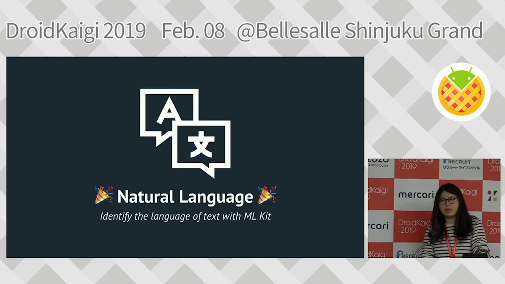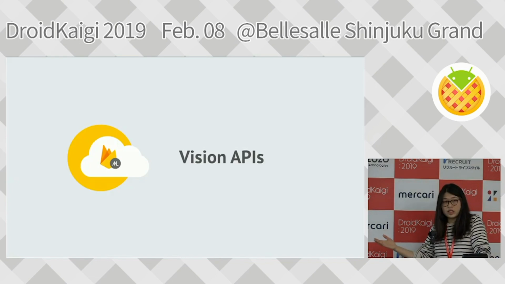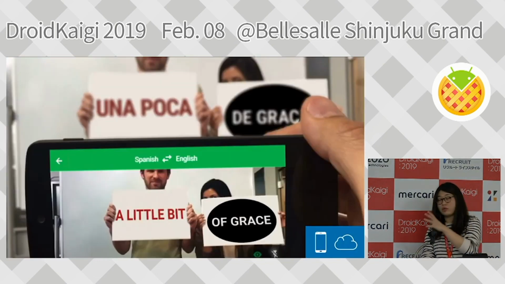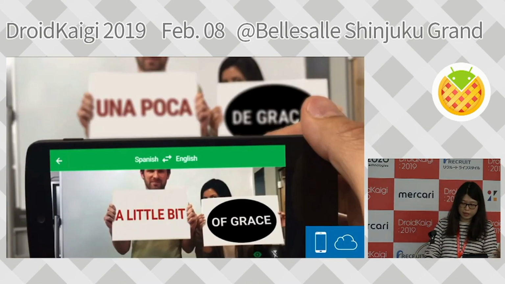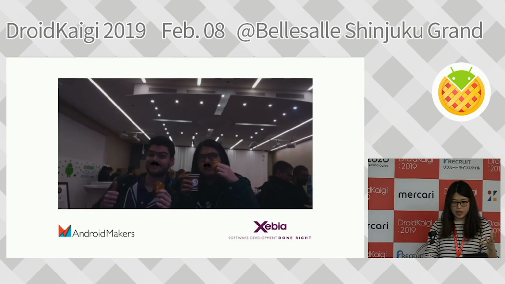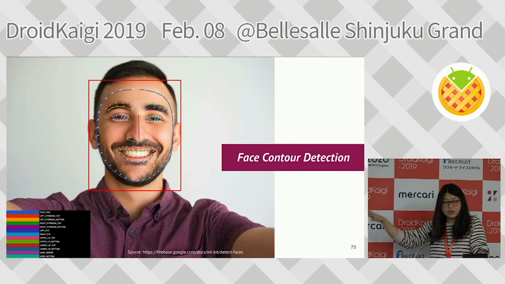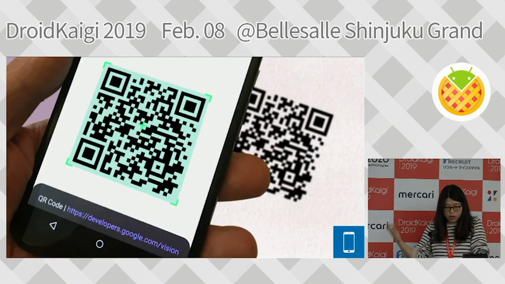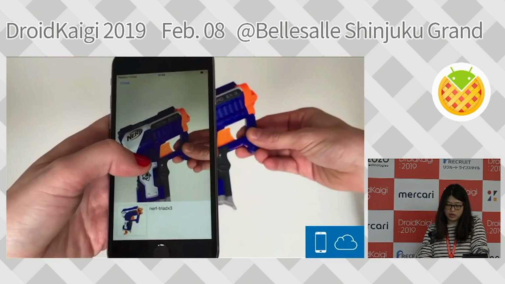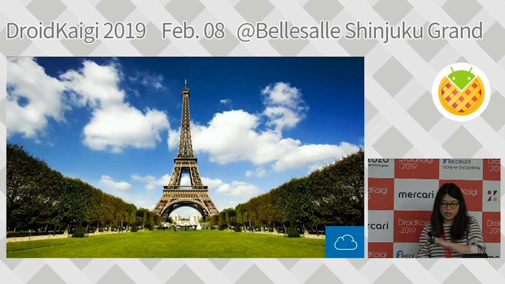And the good news is, maybe 2 or 3 days ago, they released a new feature, which is natural language recognition. So you can actually identify the language with ML Kit now. As for the Vision API, I will just give you a glimpse of what they have. You might already know the Translate API, facial recognition API. For example, I tried it with my coworkers, adding some accessories on our faces. They have face contour detection now. There's a barcode, and there's object recognition. So these are already ready in the ML Kit.